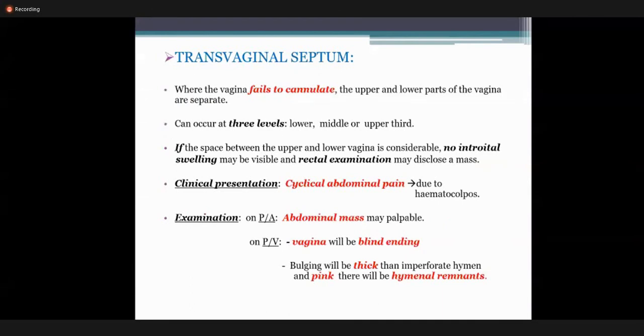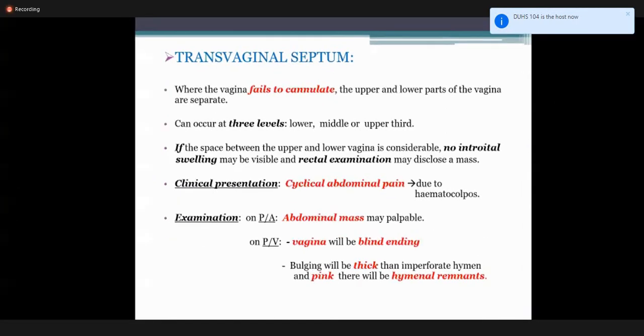There may be conditions of hidden menstruation, also known as cryptomenorrhea, which is called a transverse vaginal septum. In this condition, the vagina fails to canalize. The upper and the lower part of the vagina are separate, and there's a septum which may occur at three levels: either in the upper one third, the middle one third, or the lower one third. The condition is usually diagnosed on vaginal examination when the examiner finds a transverse septum in the vagina and the vagina is non-canalized.